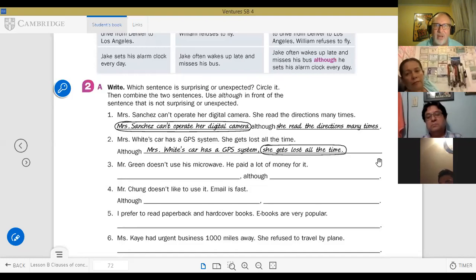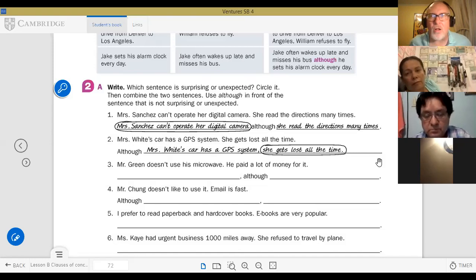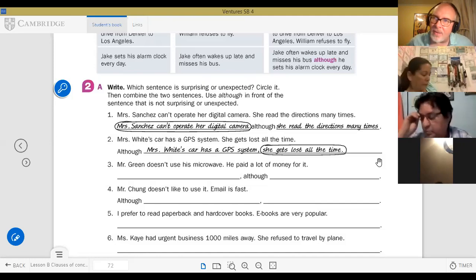So, like the next one. Mrs. White's car has a GPS, she gets lost all the time. I could say, despite the fact that Mrs. White's car has a GPS, she gets lost all the time. It's very popular, very common. Despite the fact that, in spite of the fact that, due to the fact that, because of the fact that. People say it all the time. Very common. Okay? So with despite and in spite of, you have those two options. You can say the noun, you can say a gerund, or you can say the fact that.